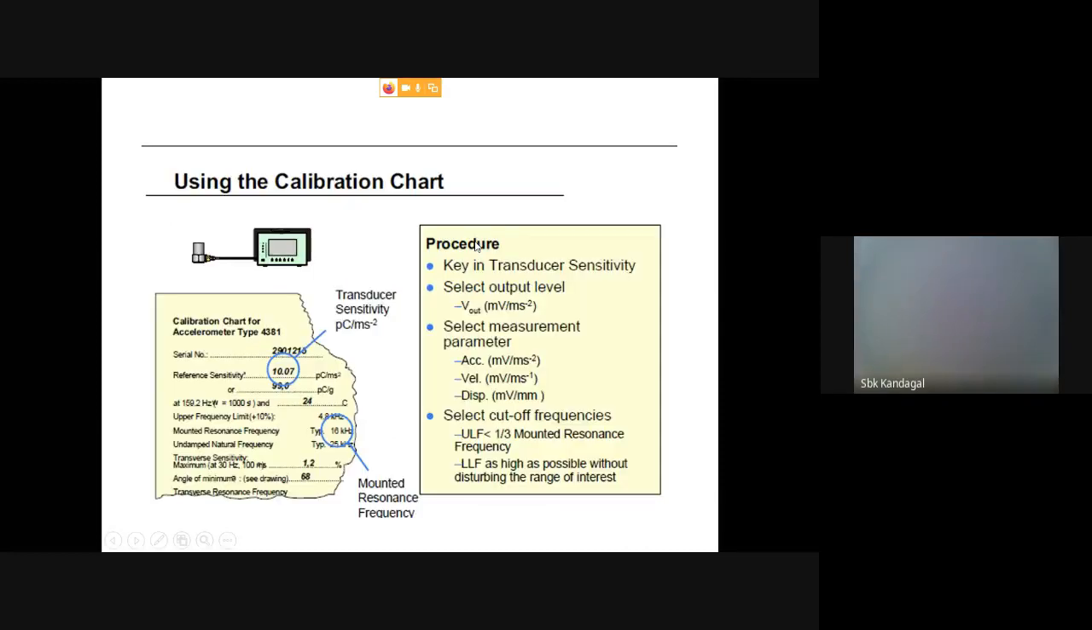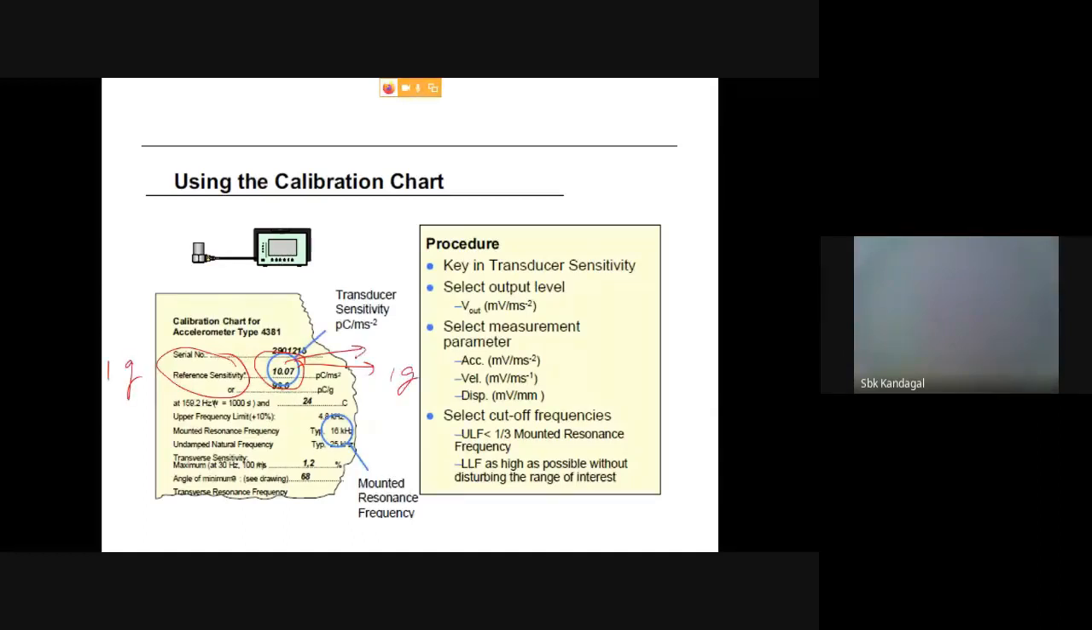So for each accelerometer, the manufacturer will give a sensitivity chart. You note down this one. This sensitivity chart has to be put into the preamplifier setting. Then only, if I give 1G, you give 1G output.